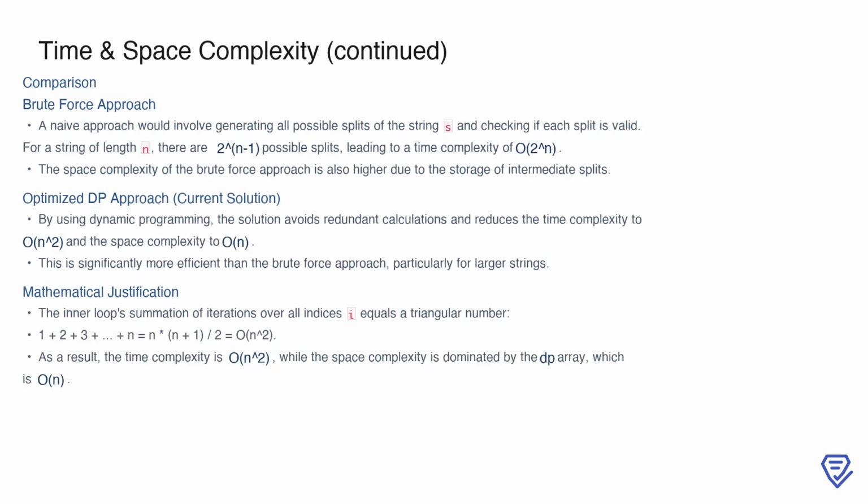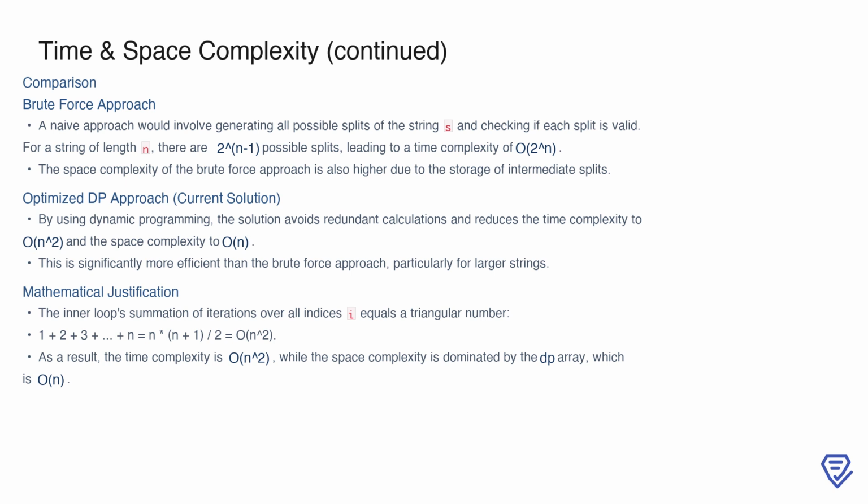When comparing our optimized dynamic programming approach to a brute force solution, the efficiency becomes clear. A brute force approach would involve generating all possible splits of the string and checking if each split is valid. This results in 2^(n-1) possible splits for a string of length n, leading to an exponential time complexity of O(2 to the power of n). Additionally, the space complexity would also be higher due to the need to store intermediate splits. In contrast, our dynamic programming solution avoids redundant calculations by storing results for overlapping subproblems.